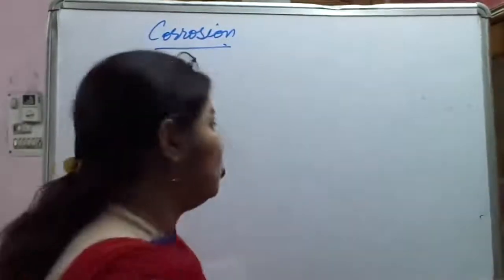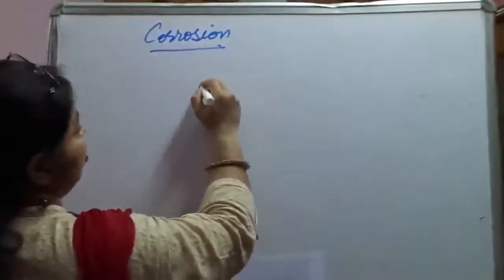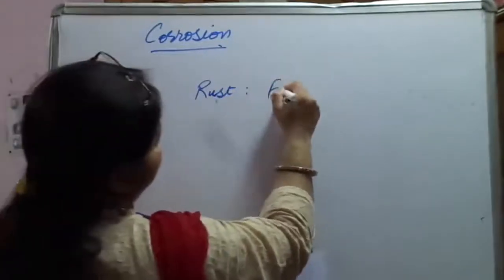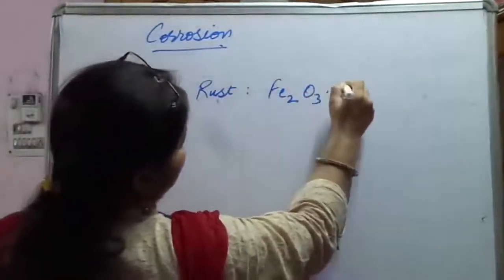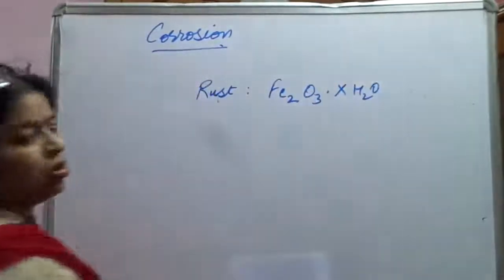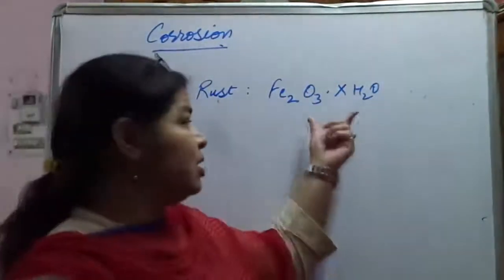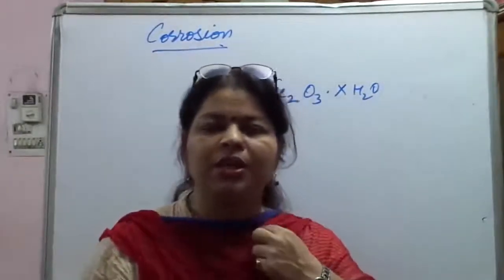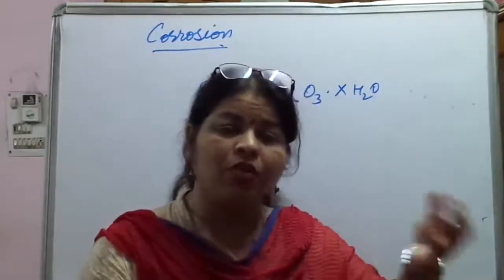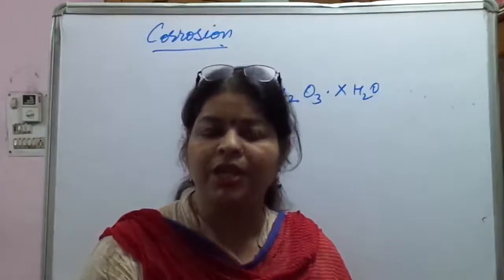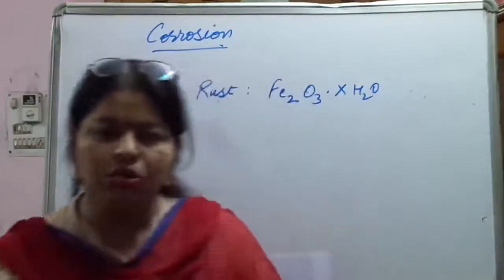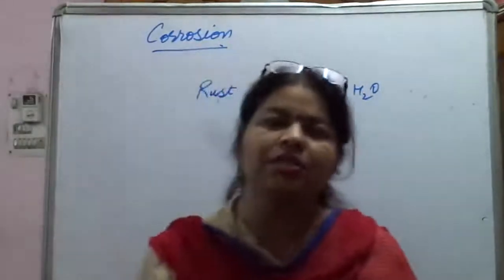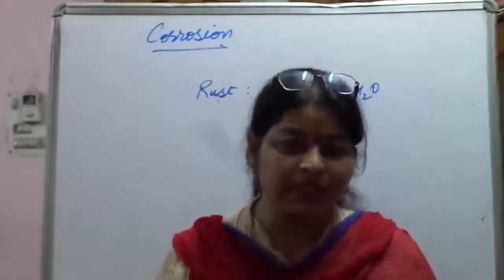And what is the formula of rust? Formula of rust is Fe2O3.xH2O, x molecules of water. Fine. So this rust, what does it do? It weakens the iron object. For example, we have gates made of iron. Main gates of our houses are made of iron. So they are just outside, in the open. So the iron object, the iron surface, can react with the moisture present in the air.